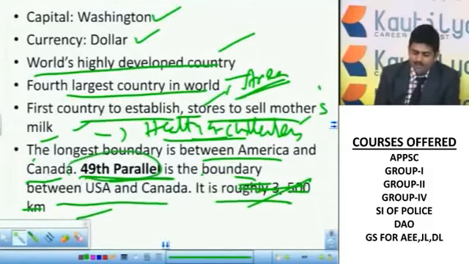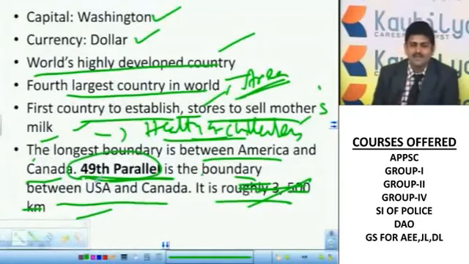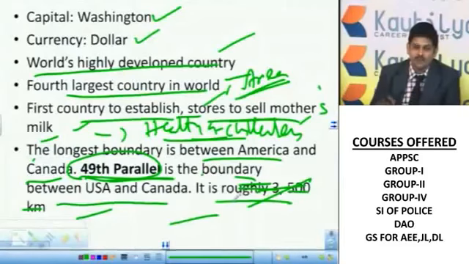So it's the 49th parallel. A number of times they ask this question in 3 ways. The 49th parallel is between which of the following two countries? The longest boundary is between which of the following two countries? And the 49th parallel divides which two countries? Or they may ask which of the following lines lies between America and Canada. It is the 49th parallel line. Remember, the first longest boundary is between America and Canada. Even in the second longest boundary, America is involved. That we will see in due course.